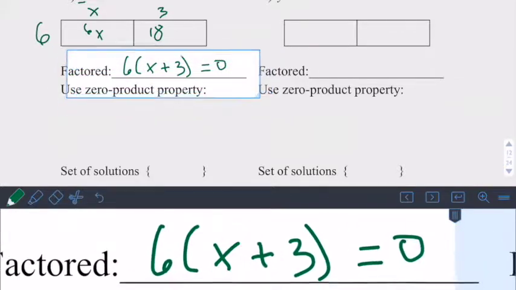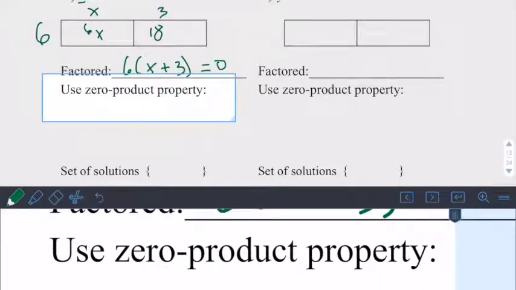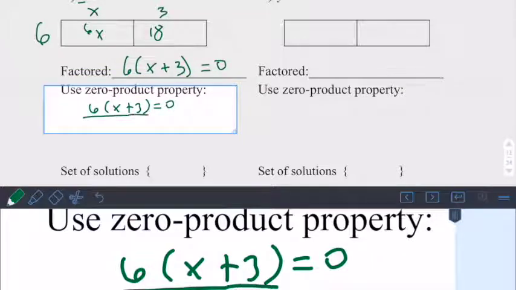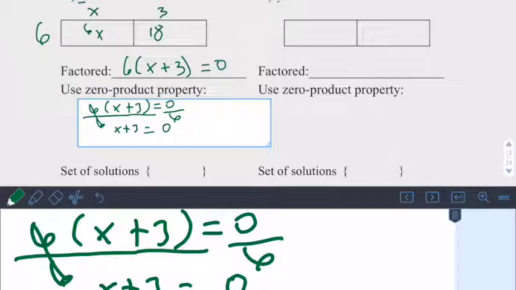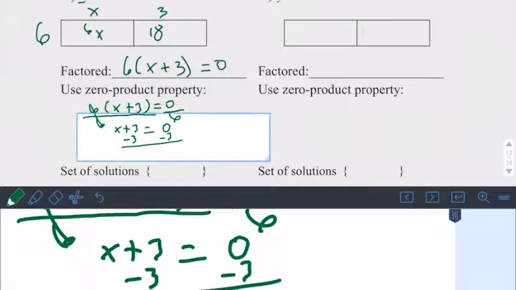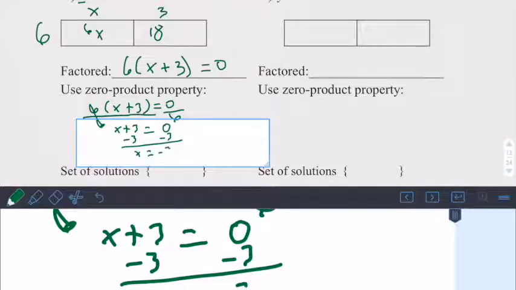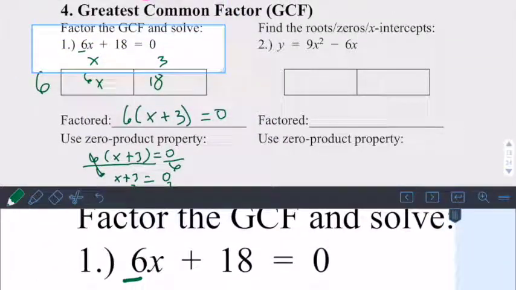Now, I would use the zero product property, but that 6 equals 0 is not going to do anything. So I'm just going to solve it. I'm going to divide both sides by 6. Get that to cancel. So x plus 3 equals 0, right? 0 divided by 6. And then I'm going to subtract 3 from both sides. So x equals negative 3. So negative 3 is my solution. This was not even a quadratic equation.